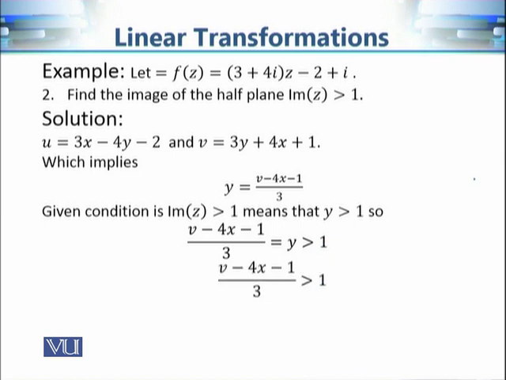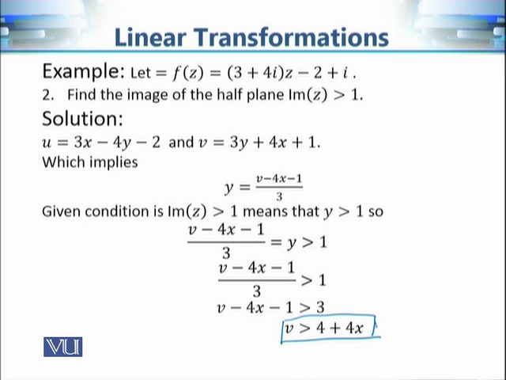So this implies (v minus 4x minus 1) divided by 3 should be greater than 1. And from here, we have v minus 4x minus 1 strictly greater than 3. And from here, we have this final answer, v is strictly greater than 4 plus 4x. Now, once again, remember, what do we want to calculate? We want to calculate an expression, inequality or equations in terms of u and v that defines the image of this half plane in the w plane.